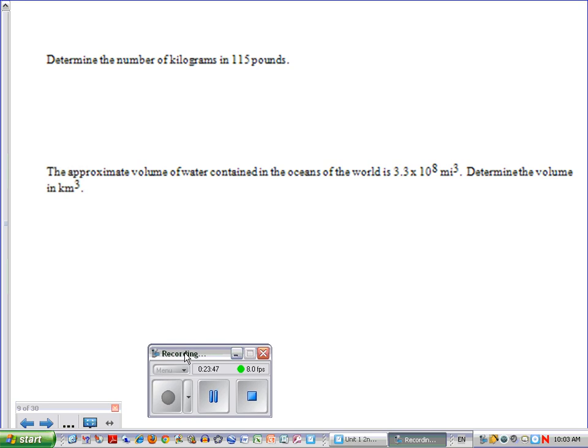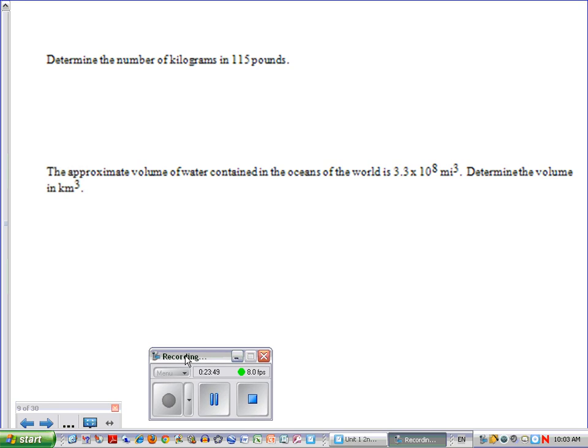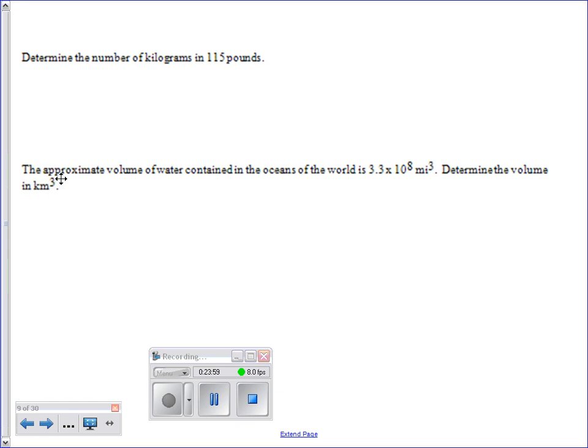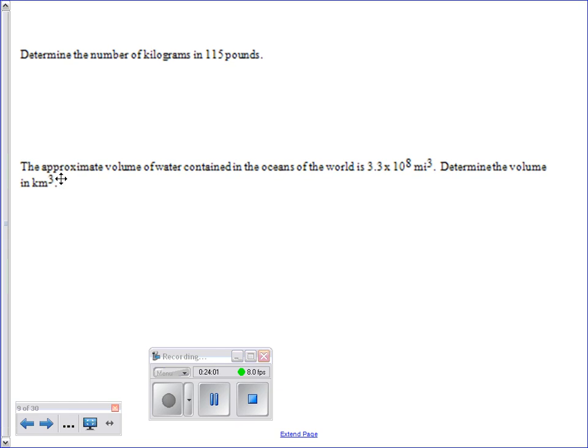Okay, now let's review some dimensional analysis. Do y'all remember dimensional analysis? You use it all the time. You're going to use it to death in physics. Determine the number of kilograms in 115 pounds. I'm not going to hold you guys responsible for knowing American conversions.